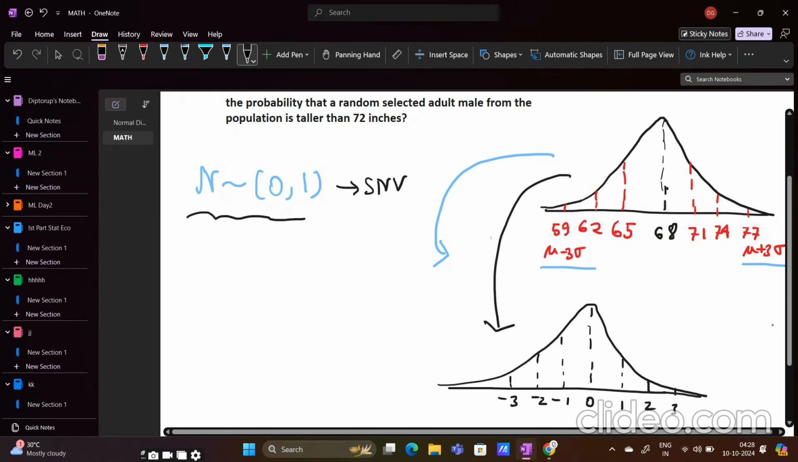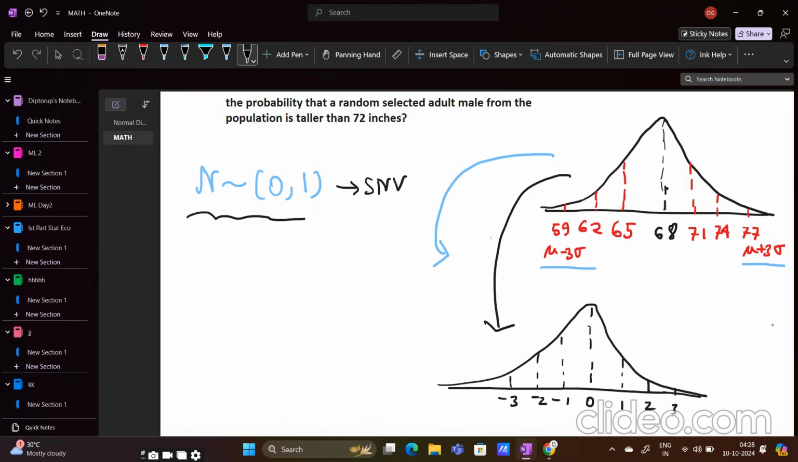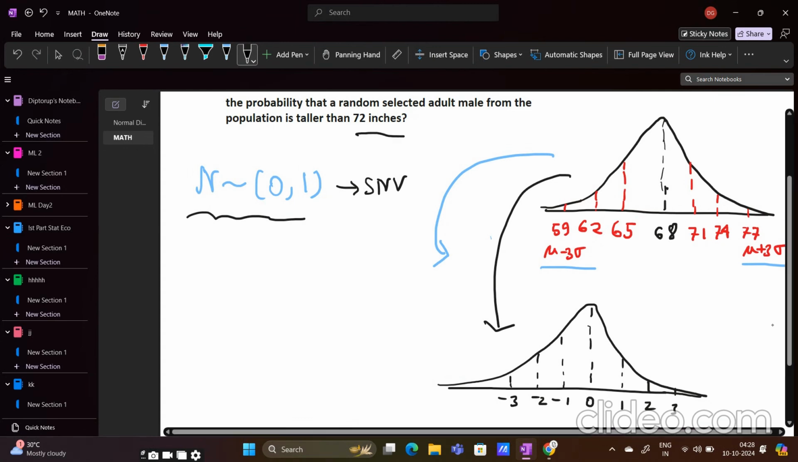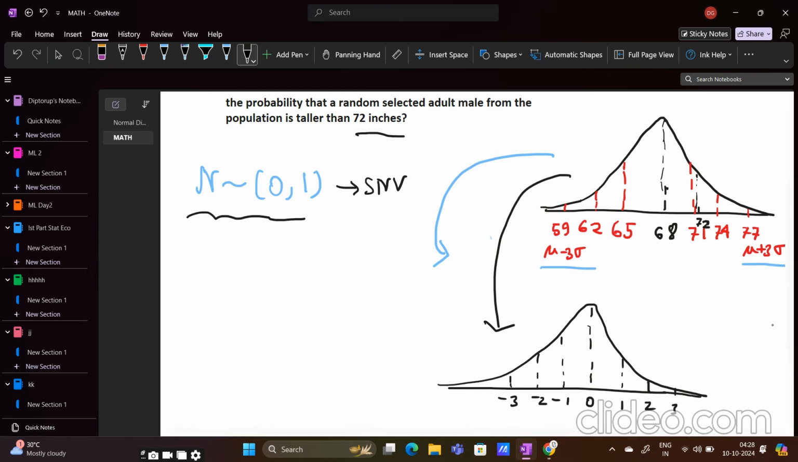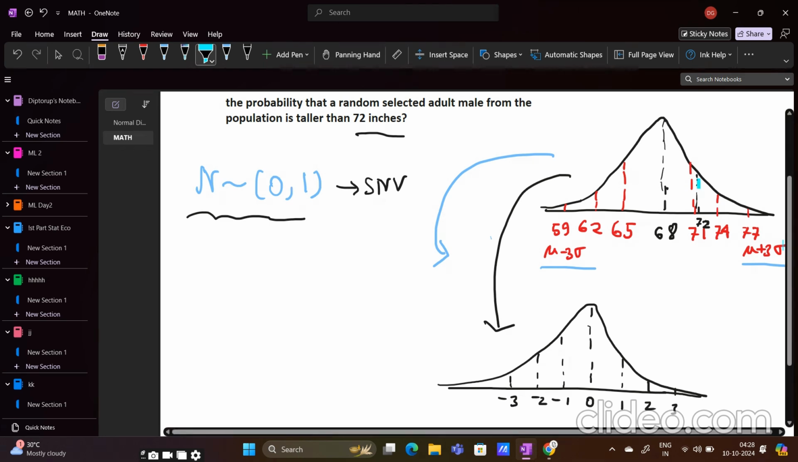Why? The question being asked is: what is the probability that a randomly selected male from the population is taller than 72 inches? So suppose 72 is somewhere here. Now, from the curve of the normal distribution, if we want to find the probability that an adult male is taller than 72 inches, we require this area. This area, after 72, is what we need to calculate.